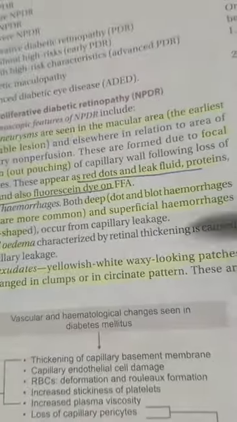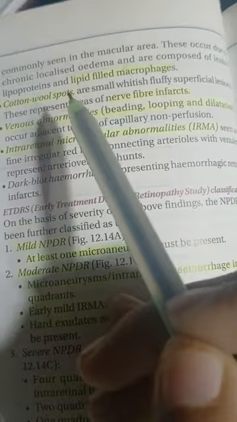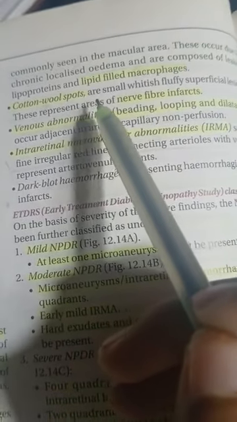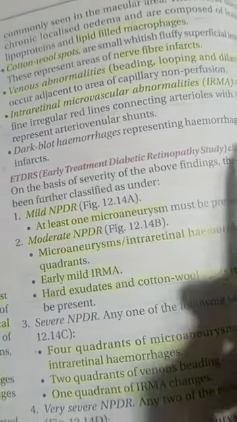What are hard exudates? Hard exudates are basically yellowish white waxy looking patches which are arranged in clumps or in circinate patterns and commonly seen in the macular area, and they occur in chronic localized edema, and they are composed of basically leaked lipoproteins and lipid-filled macrophages. These two contents are important: leaked lipoprotein and lipid-filled macrophages.